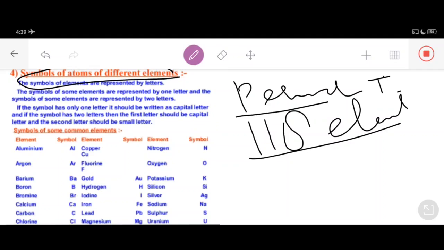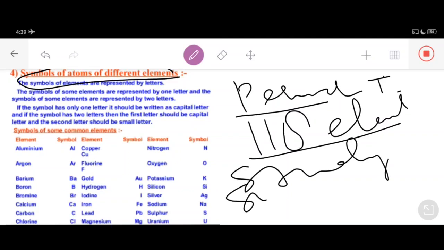Let me tell you why we represent these elements by respective symbols. The only reason behind writing the symbols of elements is to make their study systematic and easy.